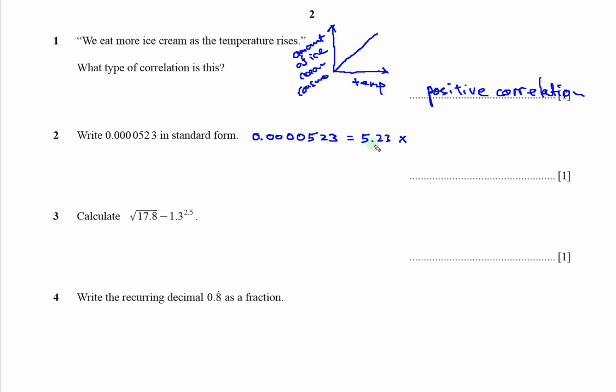Now 0.000523, I convert into 5.23. So this number is very small. I increase it to this big number, so I have to move 1, 2, 3, 4, 5. From a very small number I change to a much bigger number, so I have to compensate by minus 1, 2, 3, 4, 5. Now this one you just use the calculator.